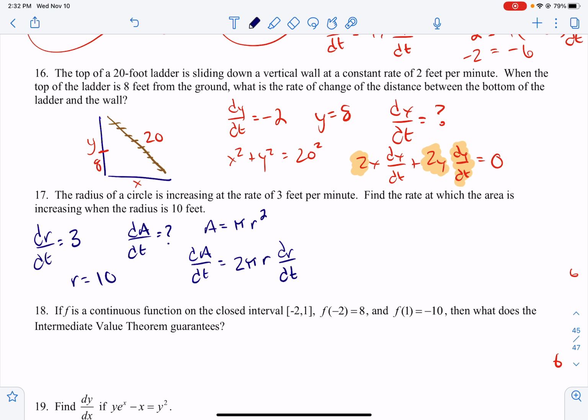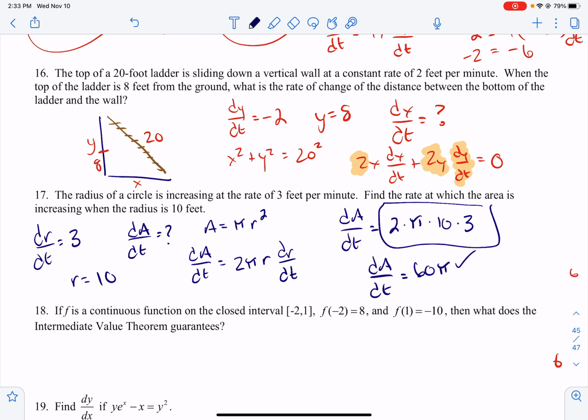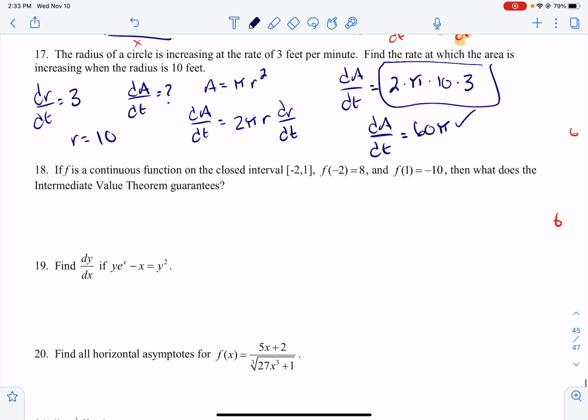And I think I know everything, don't I? I know dr/dt. So dA/dt equals, I know the 2, I know the pi, I know the radius, 10, and I know dr/dt, which was 3. So dA/dt equals 2 times 10 is 20, times 3 is 60, so 60 pi. And I don't think you need to multiply pi in. In fact, on the AP test, if this was not multiple choice, you could have just left that right there. But we'll take 60 pi as the correct answer.